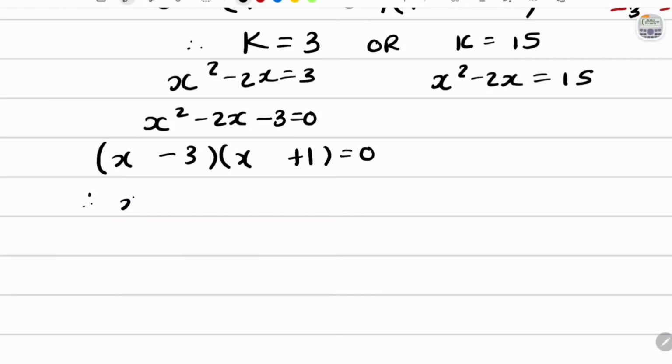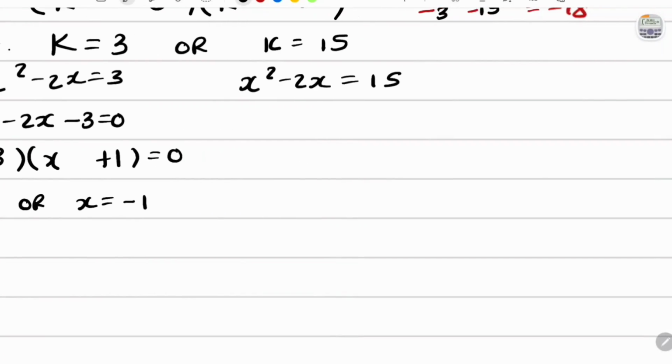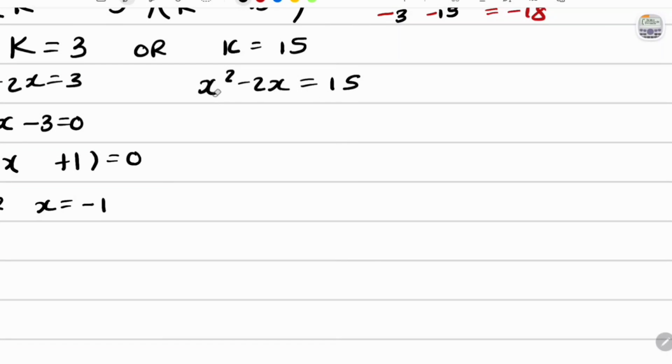And so it means that x is equal to 3 or x is equal to negative 1, because we take that positive 1 over the equal to sign. Same thing here. You see, we also have a trinomial.